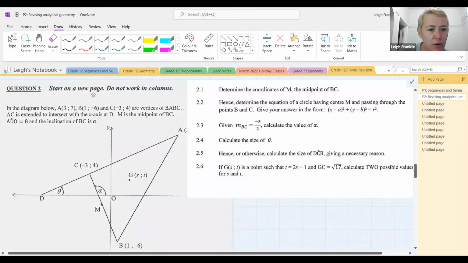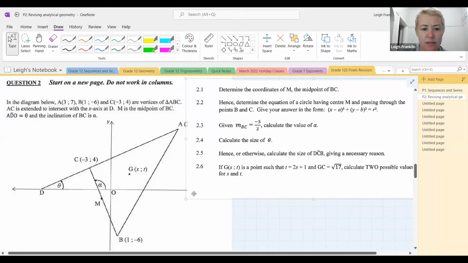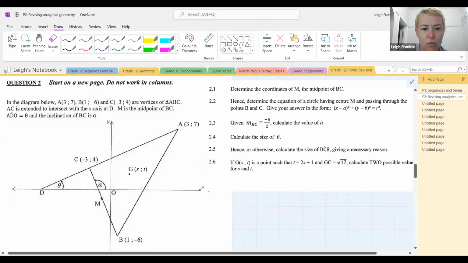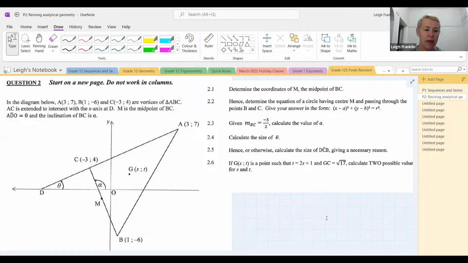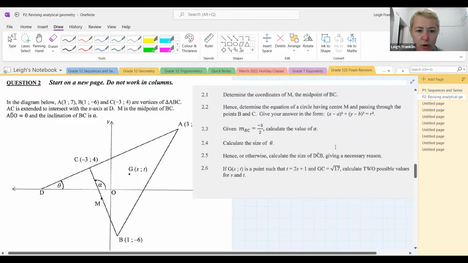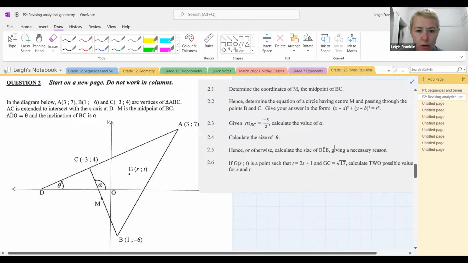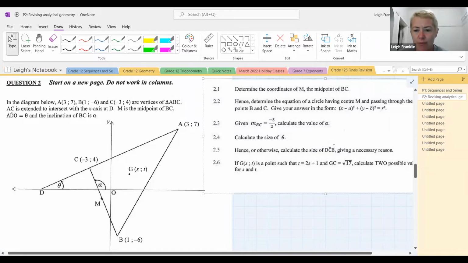All right, so the first thing that they want us to do is an easy question. They want us to calculate the coordinates of M, the midpoint of BC. So that's a fairly easy question, only worth 2 marks. Can you guys do that on your own? I'll grab a formula sheet for you.